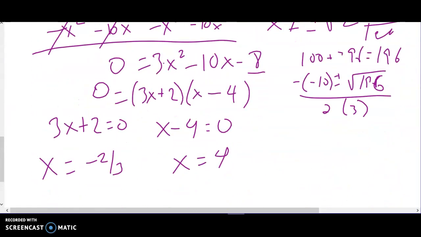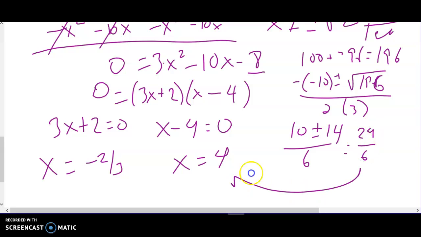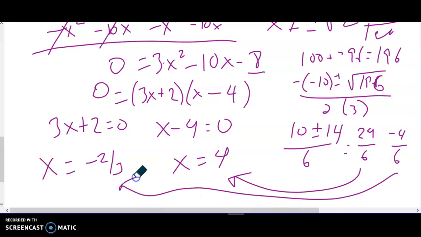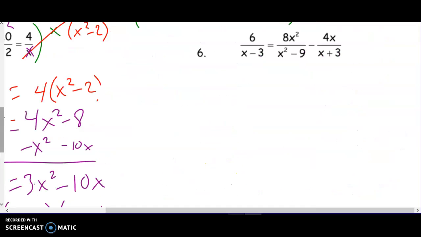We did quadratic formula over here, positive 10 plus or minus 14 over 6. 10 plus 14 is 24 over 6. There's that guy. 10 minus 14 is negative 4 over 6, which reduces to that guy. So if we did quadratic formula, you will get the exact same results. That is number 5, negative 2/3 and 4.